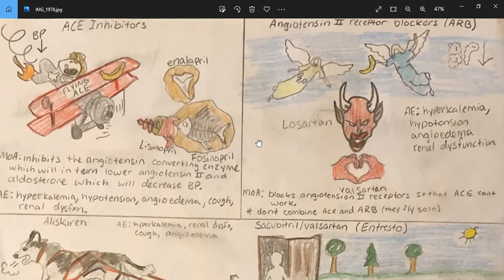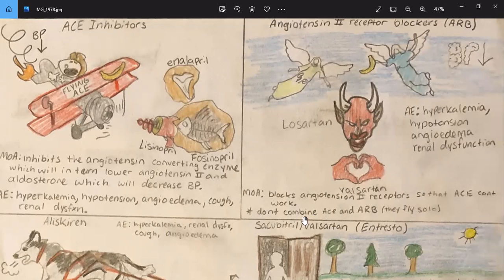So next we'll move to the angiotensin 2 receptor blockers, or ARB. So we have two angels for angio 2, and then we have Satan down here because the drugs in this category kind of look like they end in the word Satan, or sartan. So we have losartan because Satan lives a pretty low life, and then valsartan for like Valentine, hearts, things like that.